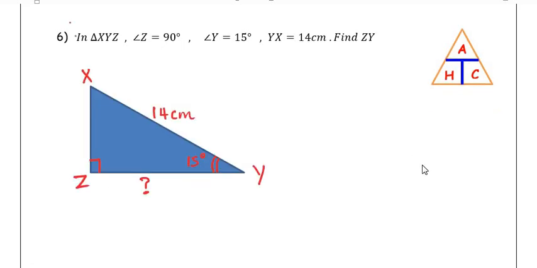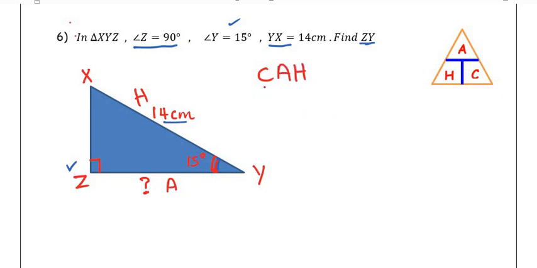Clear? Here is the triangle, because they said angle Z is 90 degrees. So this angle is here, 90 degrees, it's Z. The other angle that is given, it's Y, it's here, it is 15 degrees. Then Y to X means this side YX, so it is 14 centimeters. And then they said find ZY, so I put a question mark on ZY. Now according to our marked angle, what are the names of the sides? This one is adjacent and this one is hypotenuse, so we have to make use of the cosine ratio.